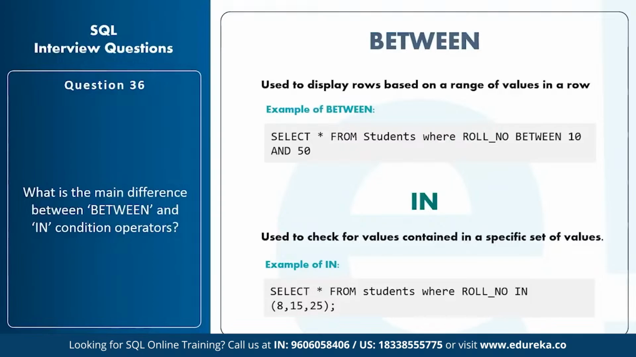You can just write a query like select star from students where roll number between 10 to 50. So all those records from the students table would be selected whose roll number stands between 10 to 50. Coming to the in condition operator, you can use a query like select star from students where roll number in 8, 15, 25. So all those records from the students table would be selected where the roll number would be either 8, 15 or 25. So guys, that is the main difference between the between and the in condition operators.